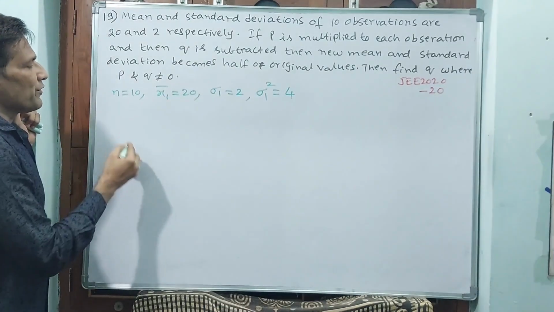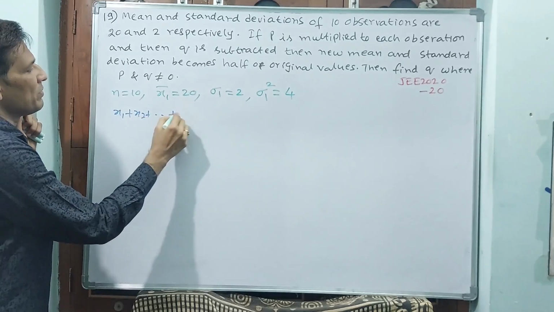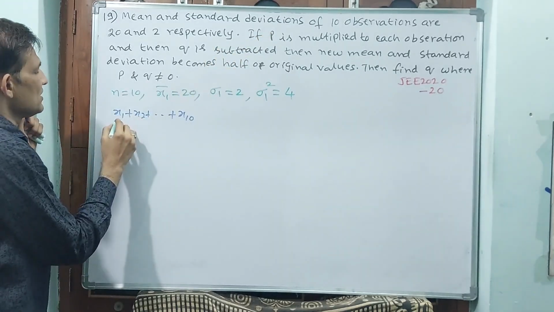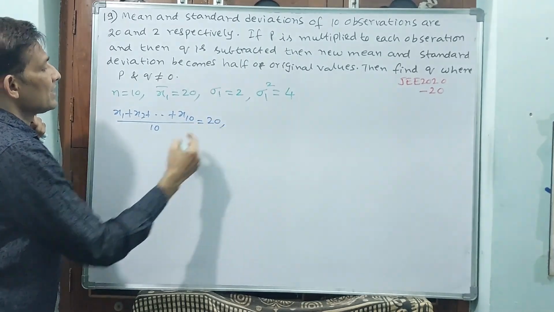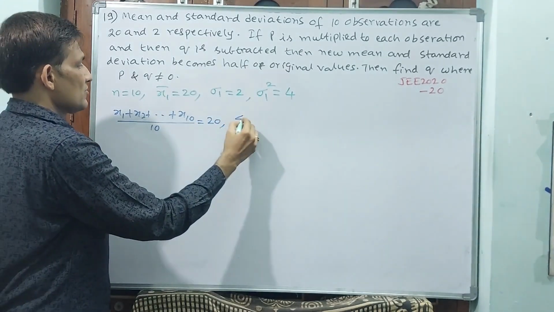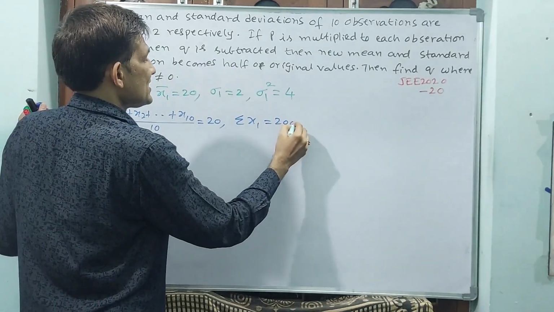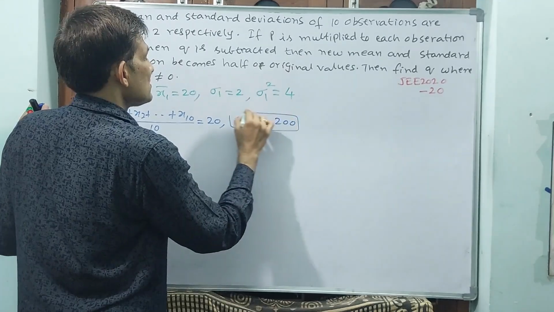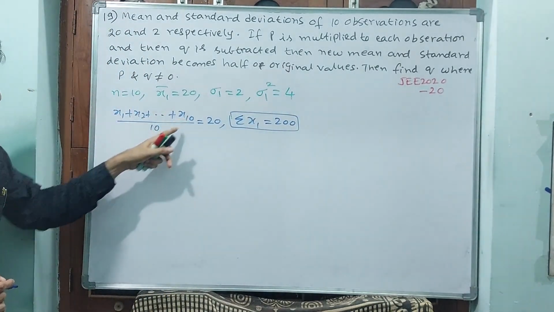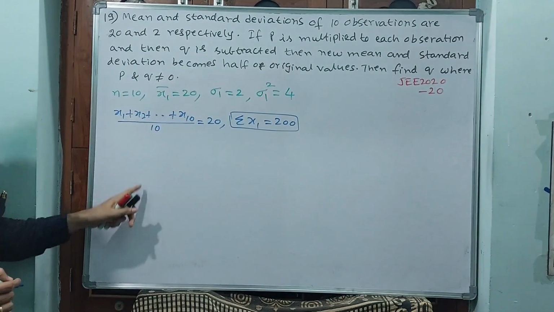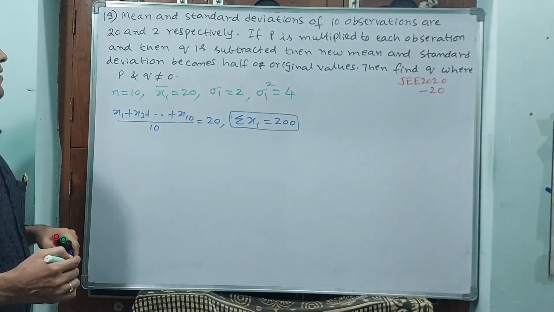Okay, how are you going to get the mean? x1 plus x2 plus up to x10, total 10 observations, divided by 10 is equal to 20, or else sigma x1 is equal to 200. Okay, this is important. Here sigma x1 means, first time we are doing it; next time, with multiplication and all, we will take that as sigma x2.